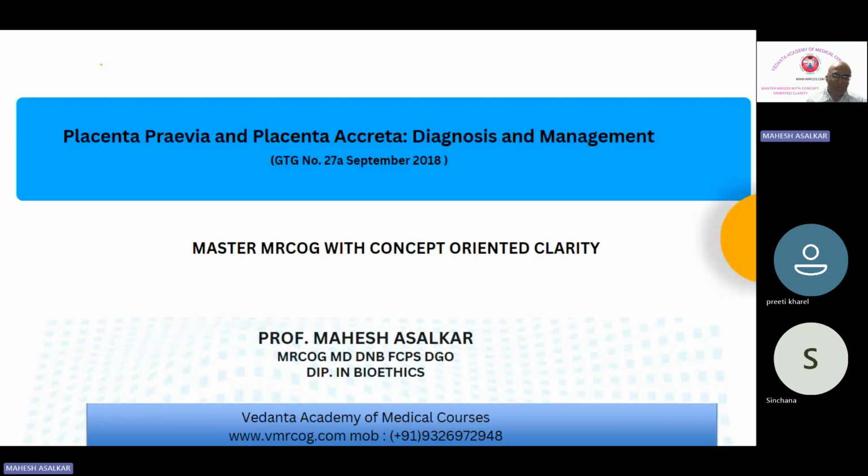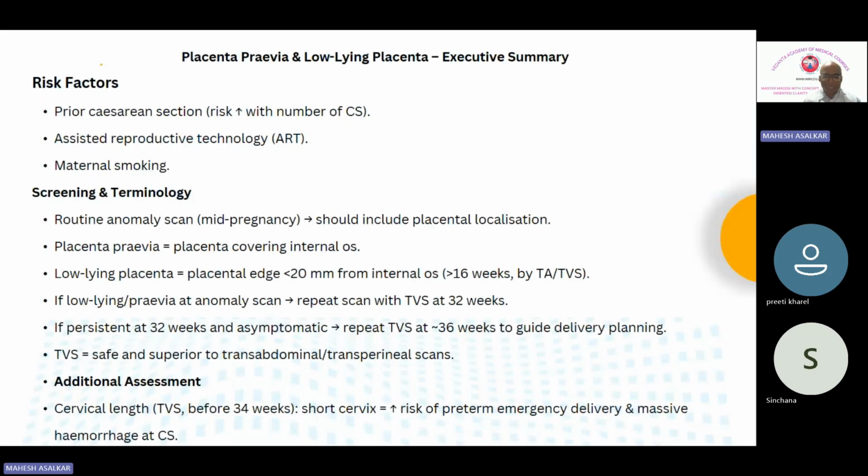So we begin with our quote, Master MRCOG with concept-oriented clarity. So we'll clarify all the concepts from this particular guideline with respect to Placenta Previa and Placenta Accreta. Most of the time, the questions will be asked on this particular topic.